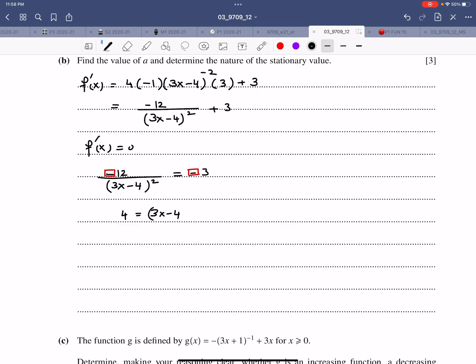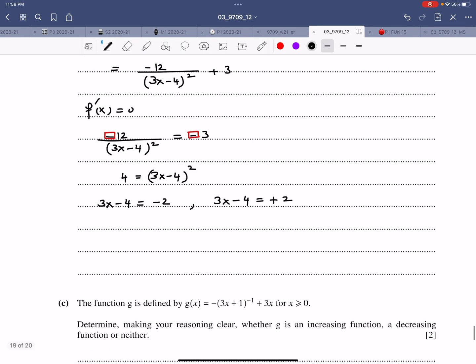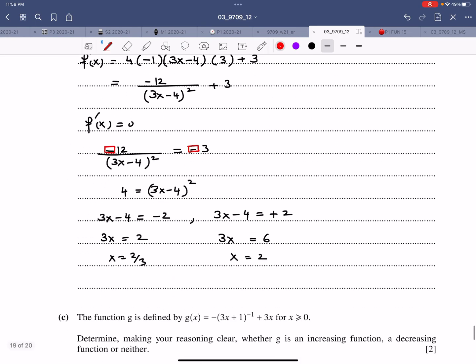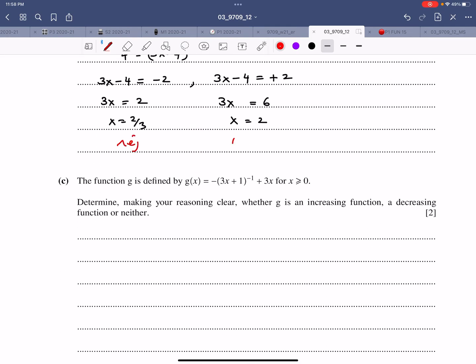3x minus 4 is equals to negative 2. 3x minus 4 is equals to positive 2, correct? So therefore 3x is equals to 4 minus 2 is 2. x comes out to be 2/3. 3x is equals to 4 plus 2 is 6. x comes out to be 2. So double check your result and you end up with 2 answers. Both answers are positive, but look at this. Because of this, reject; because of this, accept. So x is equals to 2 is the only answer.